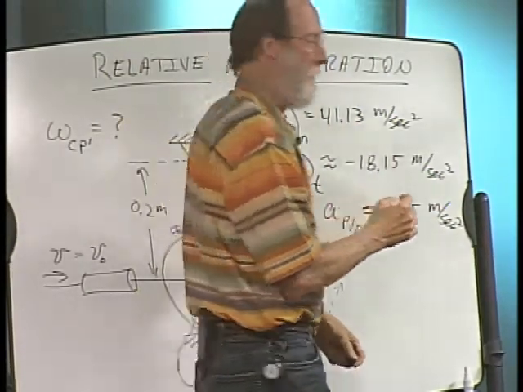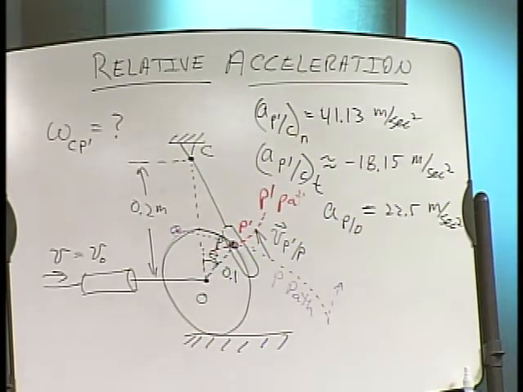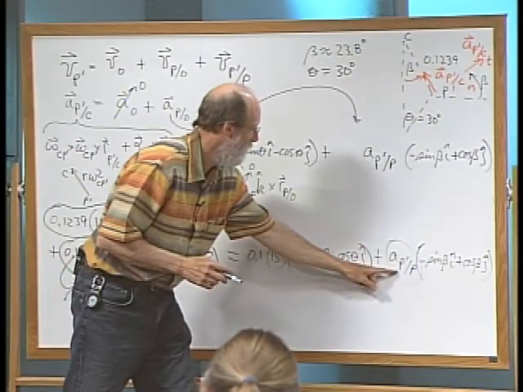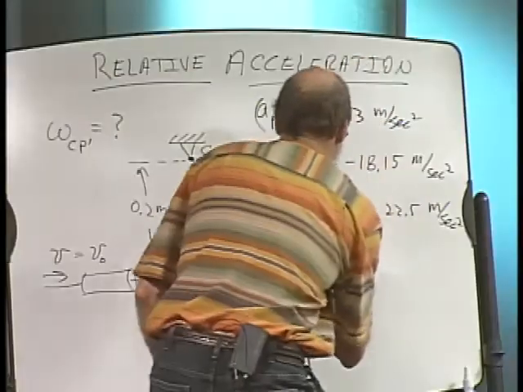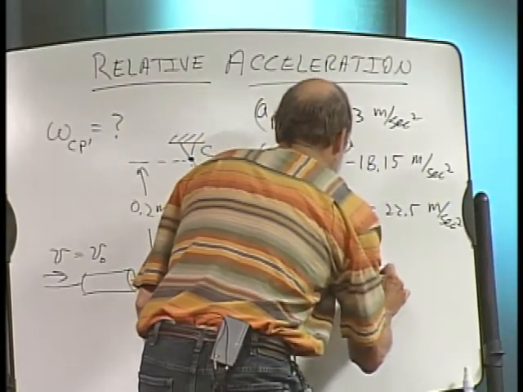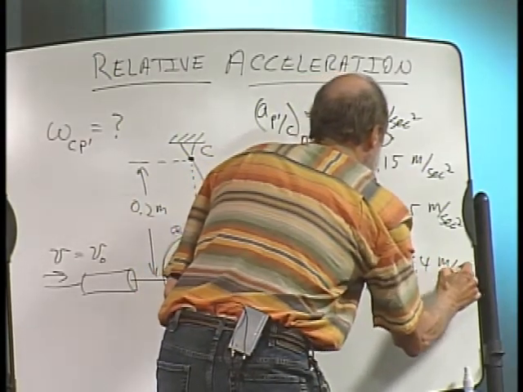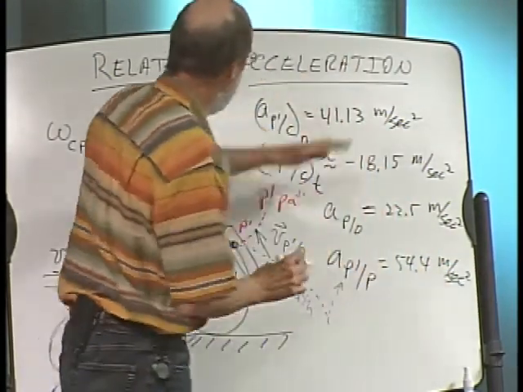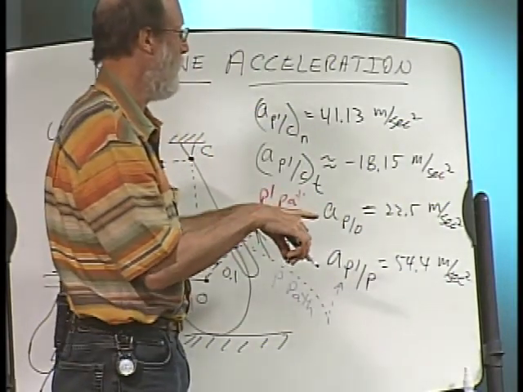I've got about 4 minutes left is all. And then we got that. And then what was this guy? Acceleration of P prime relative to P, oh, there it is, 54.4 meters per second squared. Okay, what I want to do is take these four values and see if we get a polygon that ends up closing properly.